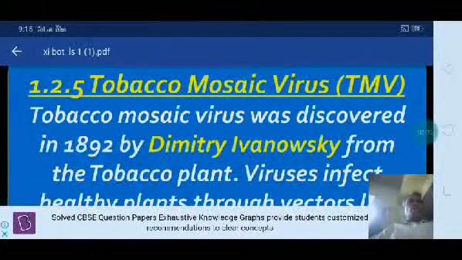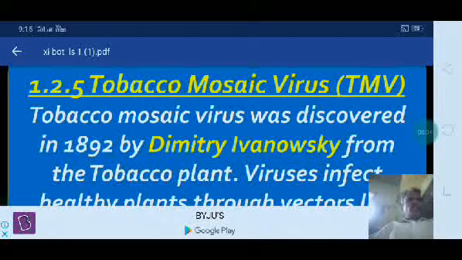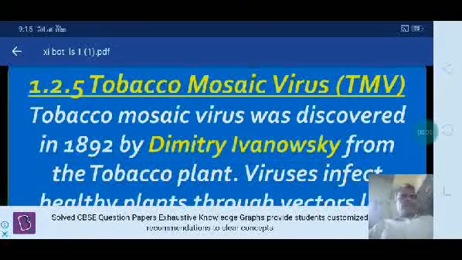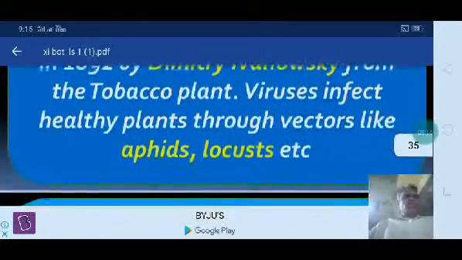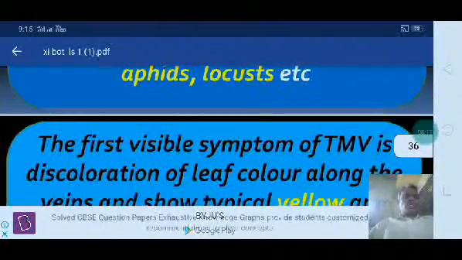Okay, the next one is tobacco mosaic virus, TMV. Tobacco mosaic virus was discovered in 1892 by Dmitry Ivanovsky from the tobacco plant. The virus infects healthy plants through vectors like aphids, locusts, etc.